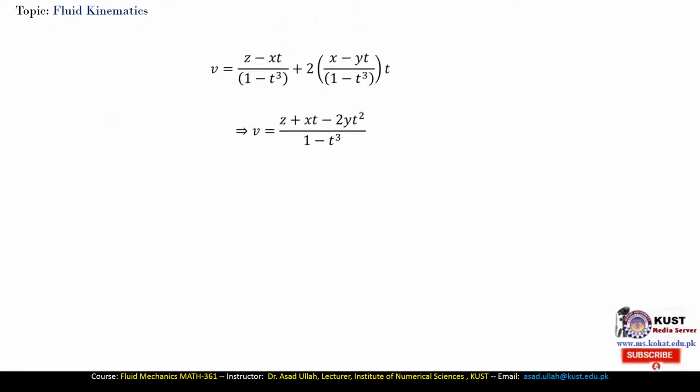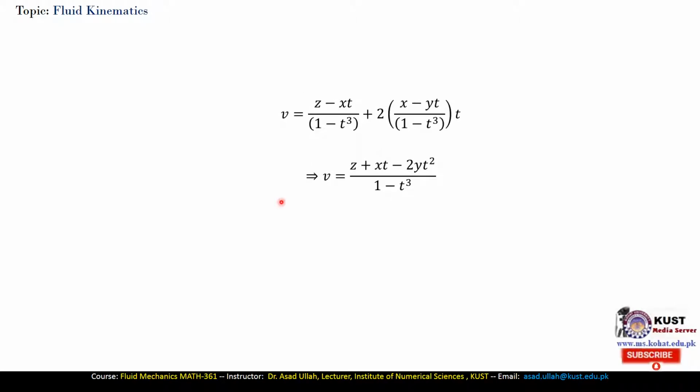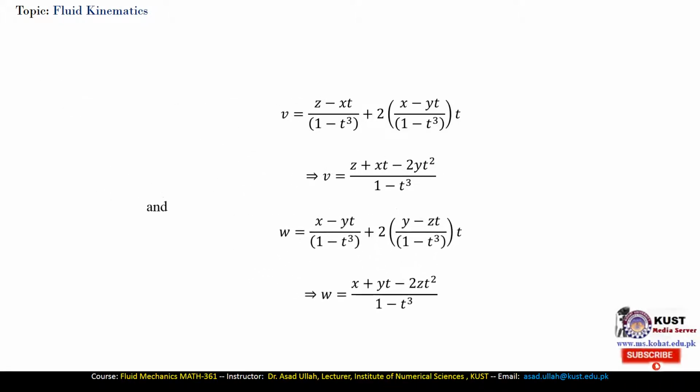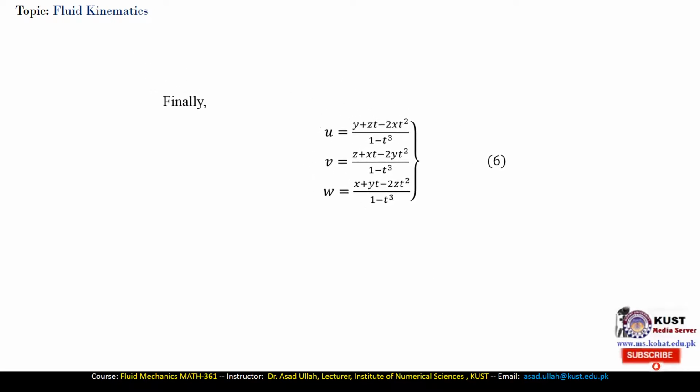Similarly, the velocity component v is equal to z plus xt minus 2yt square divided by 1 minus t cube, and w is equal to x plus yt minus 2zt square divided by 1 minus t cube. These velocity components v and w are calculated in the same manner as we have calculated the velocity component u. Finally, in the form of a system, the velocity components u, v and w are given in equation number 6.